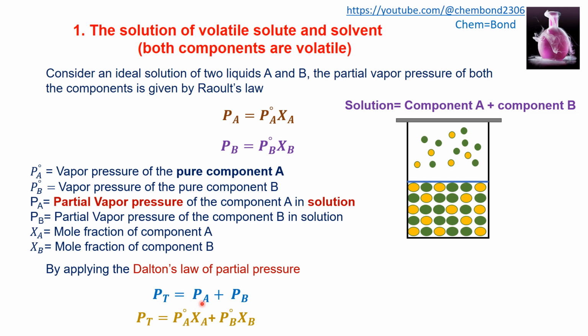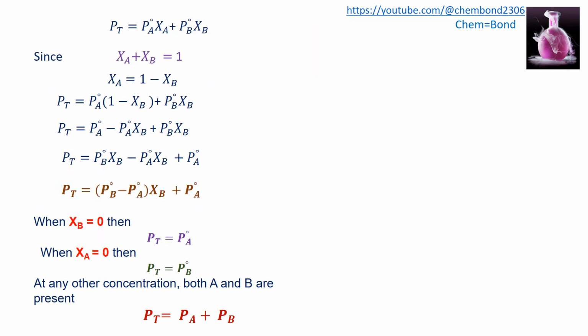So we can also write it over here. PA is equal to P naught A XA, and PB is equal to P naught B XB. Putting their values, P naught A multiplied by XA plus P naught B multiplied by XB. These are from the statement of Raoult's law. So we will get a formula: PT, the total pressure, is equal to P naught A XA plus P naught B XB.